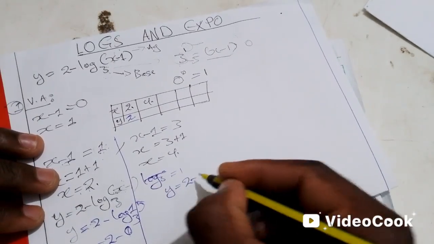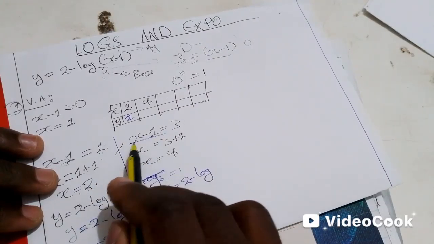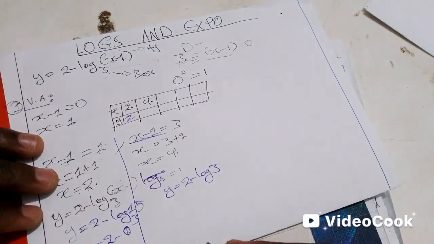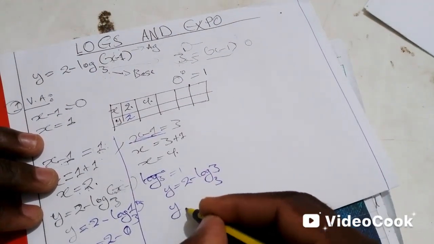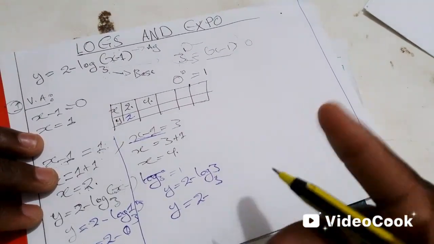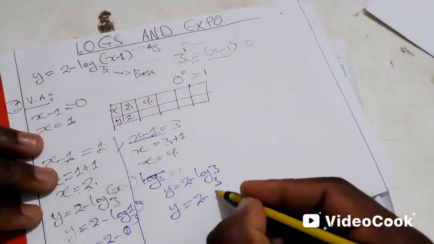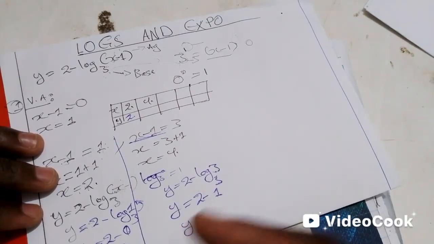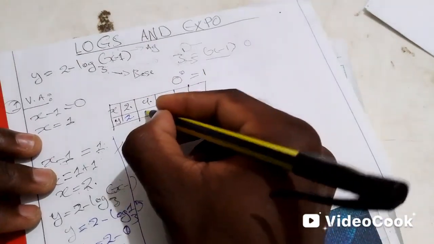Y is equal to 2 minus log, as I said earlier, we equated our argument to 3. So we're going to put 3 there, with a base of 3. So I'm going to say y is equal to 2 minus, what number can we equate this 3 to, to have a number of 3? And that is 1. So 3 to the power 1 will give us 3. So we're going to say that is 1. Whereby we're going to say 2 minus 1, which is going to give us an answer of 1. So we put our 1 there.